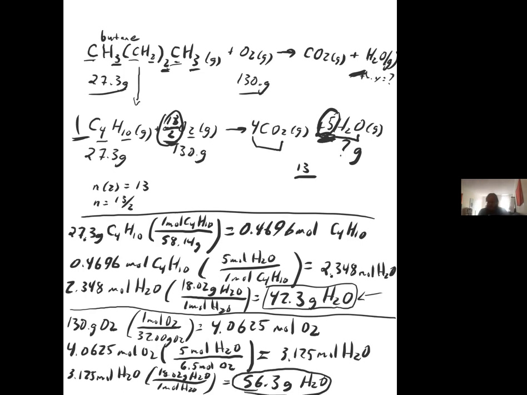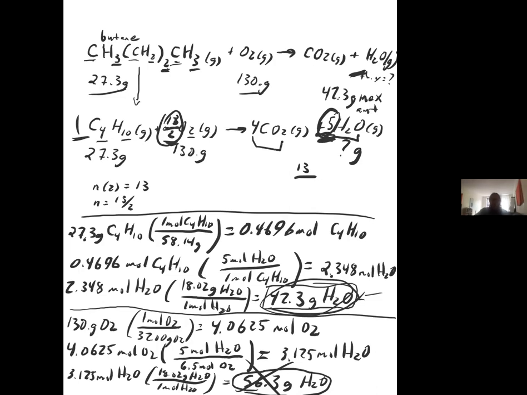We want the smaller amount. The maximum is the smaller. The theoretical yield is the smaller. So our answer then is 42.3. So 42.3 grams is the max amount. This number is really not that useful. We can't even really use that number for anything. It just says that we could make 56.3 if we added more butane, right? We have enough oxygen to make 56.3, okay?